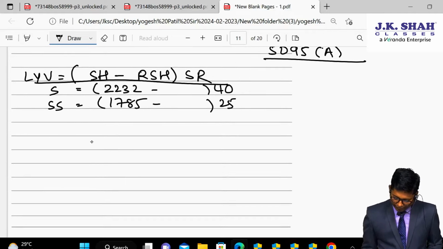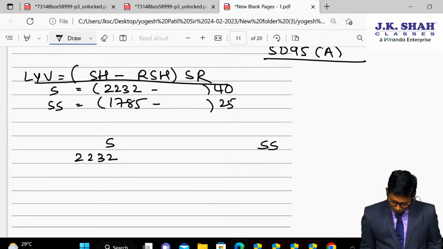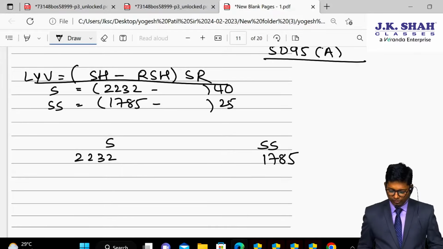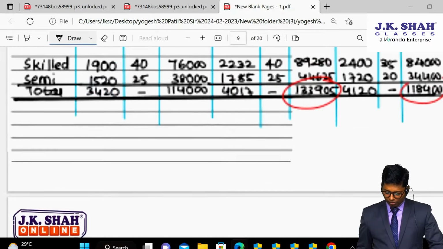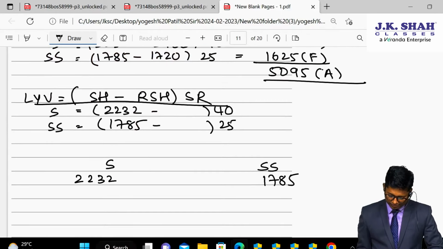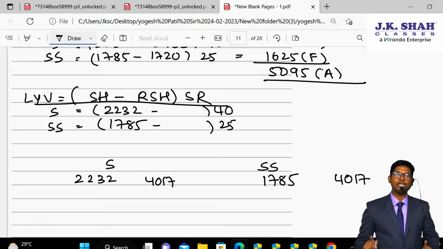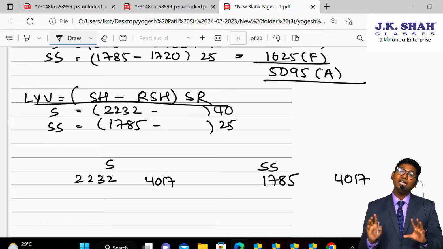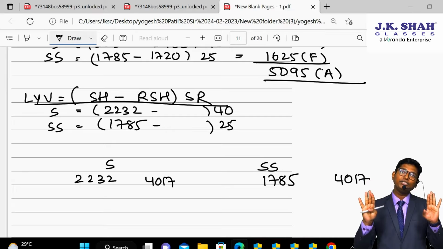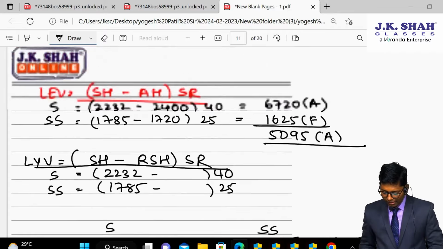We need to calculate revised standard hours. Sir, how to compute that? Skilled and semi-skilled standard hours are 2232 and 1785. But what is the standard proportion? Now look at this proportion. Out of 4017 hours, this is the standard bifurcation of the number of hours associated with skilled worker and semi-skilled worker.